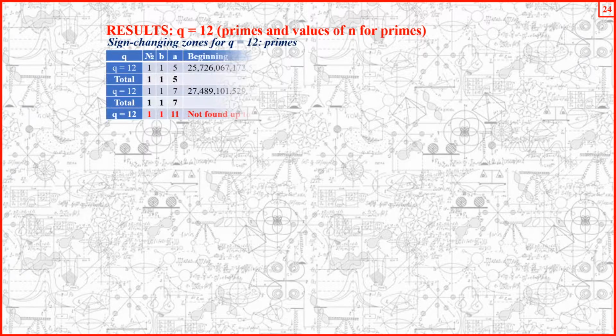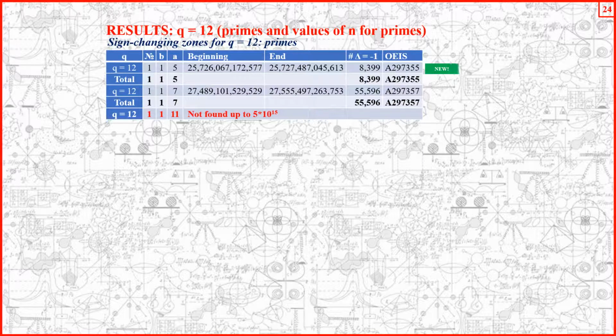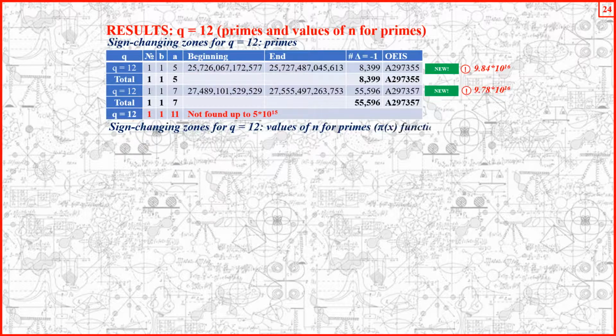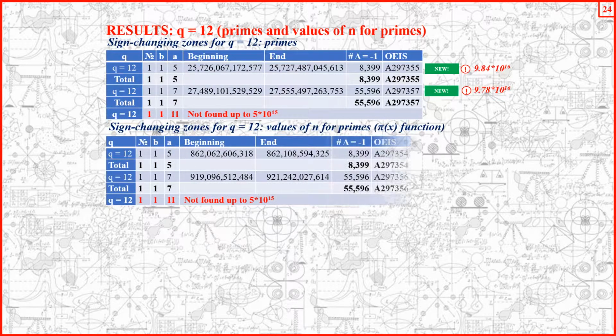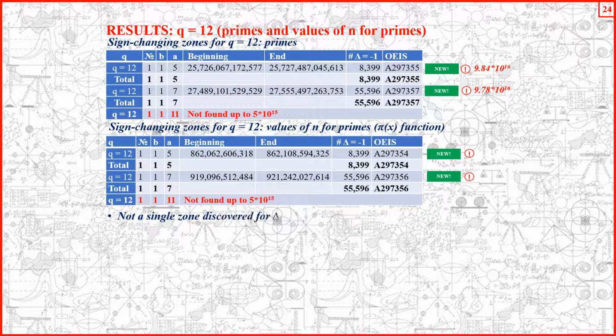But the most interesting results were obtained for the moduli 12 and 24. For modulo 12, I found the first ever zones for 2 prime number races, 1 versus 5 and 1 versus 7 modulo 12. These zones were not predicted below 9.7 times 10 to the power of 16. Both zones are extremely narrow. Their early appearance requires theoretical explanation.